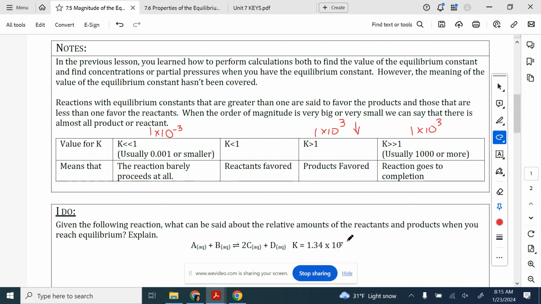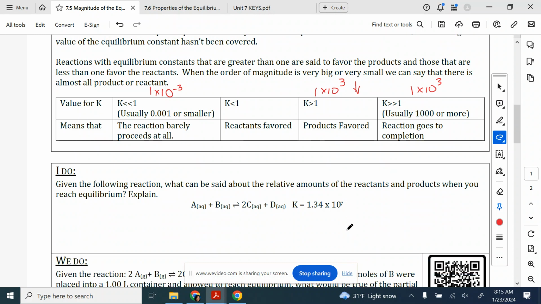Okay. So down here, given the following reaction, what can be said about the relative amounts of the reactants and the products when you reach equilibrium? So you're just basing your information on this value. Well, this value is very large, so the reaction will go to completion, and there will be very little of this material left after you are done.